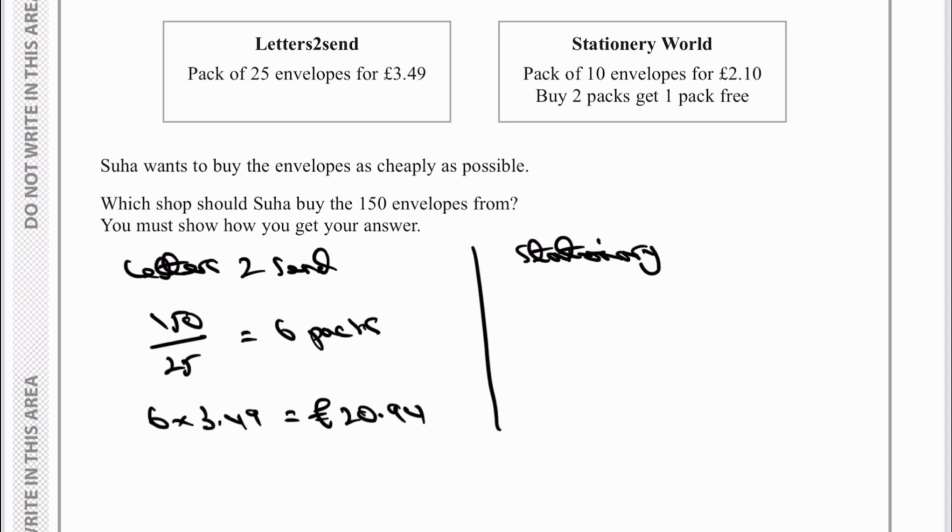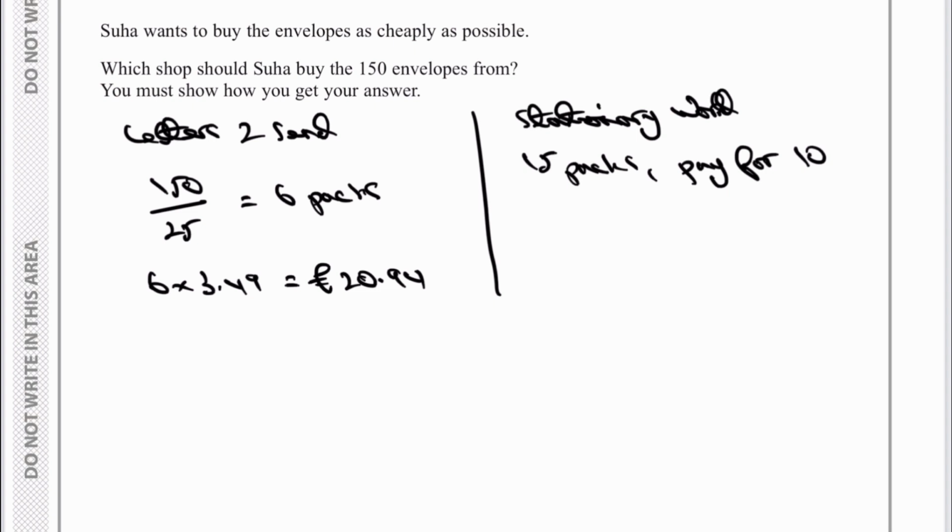Okay, this one's slightly different, in that we've got to buy 15 packs because we want 150 envelopes, and there's 10 envelopes in a pack. But because there's a 2-for-1 deal, we're actually only going to pay for 10. For every 2 packs we buy, we get 1 pack free, so we just pay for 10 packs and get 15 of them altogether, which is what we want. So it's £2.10 per pack, we multiply that by 10, and that's going to be £21.